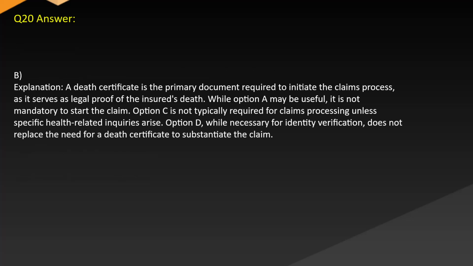Answer: B. Explanation. A death certificate is the primary document required to initiate the claims process, as it serves as legal proof of the insured's death. While option A may be useful, it is not mandatory to start the claim. Option C is not typically required for claims processing unless specific health-related inquiries arise. Option D, while necessary for identity verification, does not replace the need for a death certificate to substantiate the claim.